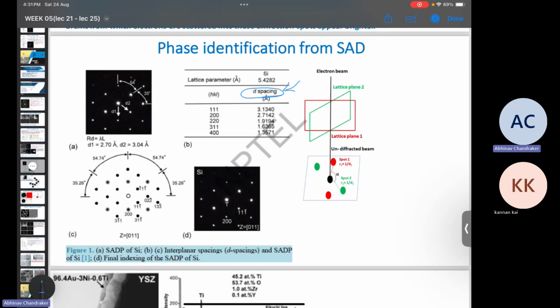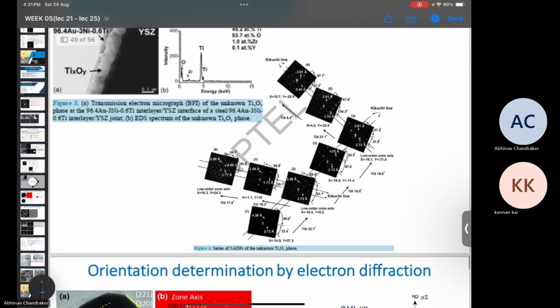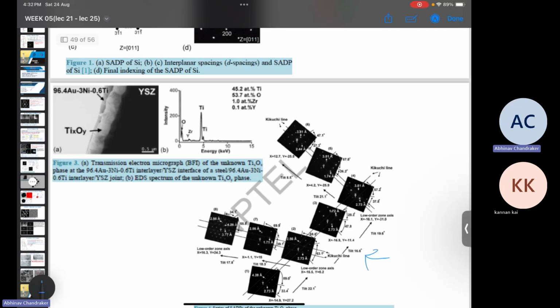It is like identification characteristics of each plane of each phase, that it'll have a particular spacing between the atoms in the lattice, and by knowing the d spacing we can correlate the obtained d spacing to that which will be in case of a particular phase, and from that we can identify the phase. Now, this also shows a Kikuchi map for TixOy.